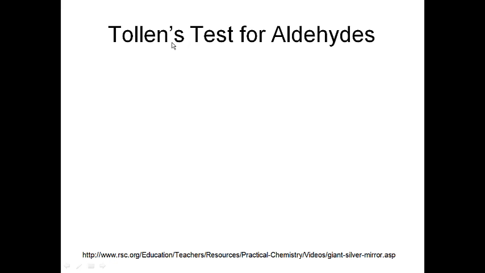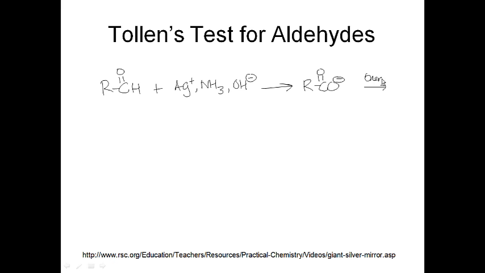Or the Tollens oxidation. Now, in the Tollens test, if you take your aldehyde and react it with, in this case, silver ion, usually complexed with ammonia under basic conditions, the aldehyde will be oxidized to a carboxylic acid. Since this is a basic solution, the carboxylic acid will become deprotonated, so we make the carboxylate salt. Later, if we wanted to isolate that, we could add acid to the mixture to form the carboxylic acid.